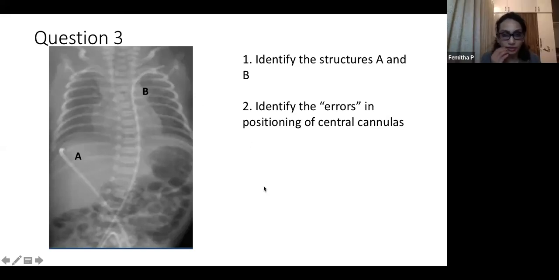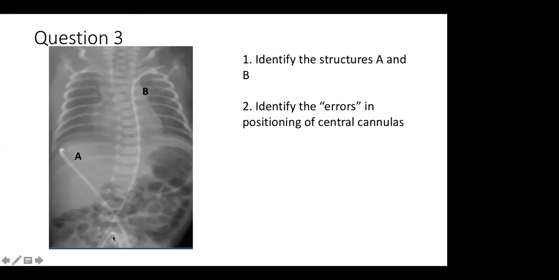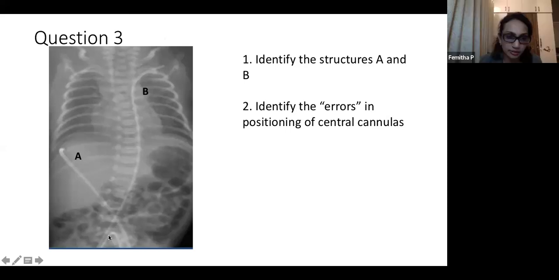Okay, you have answered. A seems to be the umbilical vein catheter and B seems to be the umbilical artery catheter. How did we find that out? Because if you trace B backwards, it seems to have dipped down and then turned. That means the umbilical artery catheter has entered, gone into the internal iliac, and then turned back from the common iliac into the descending aorta. That's how we differentiate an umbilical artery from an umbilical vein catheter.